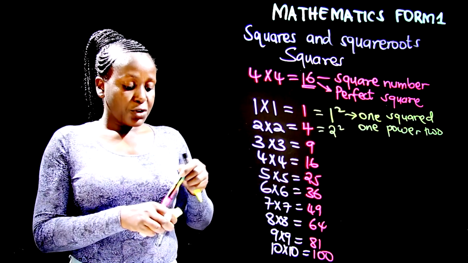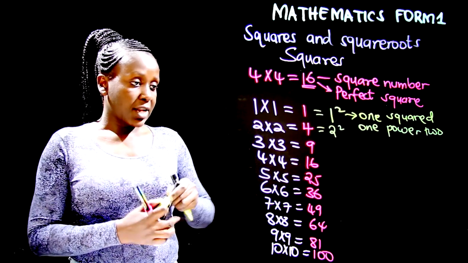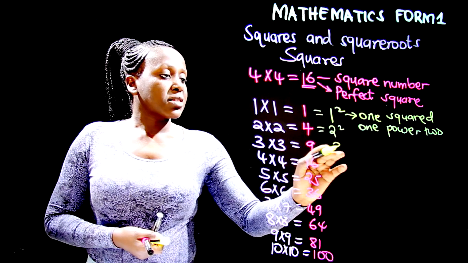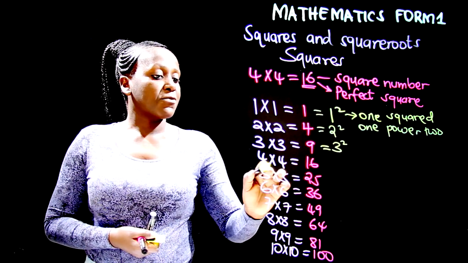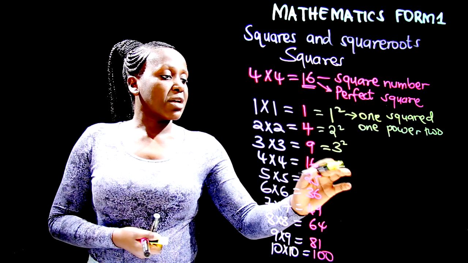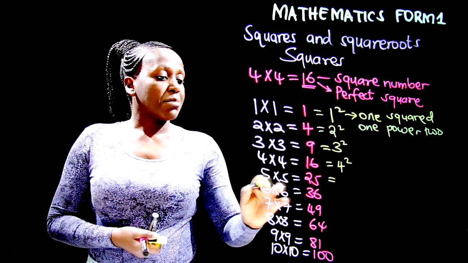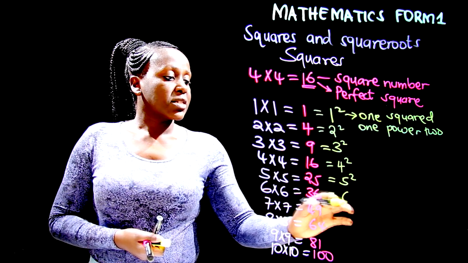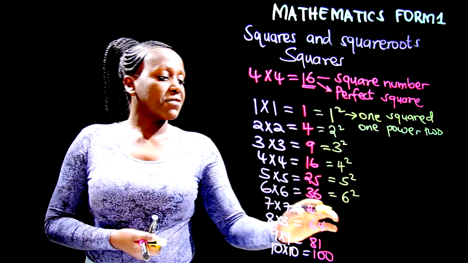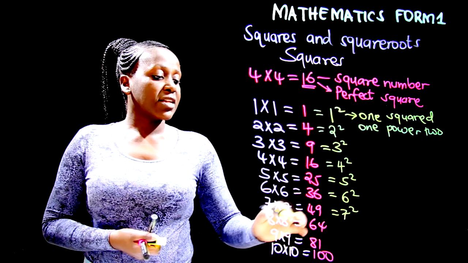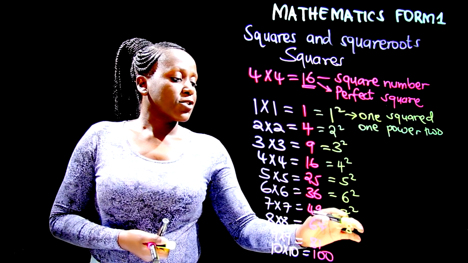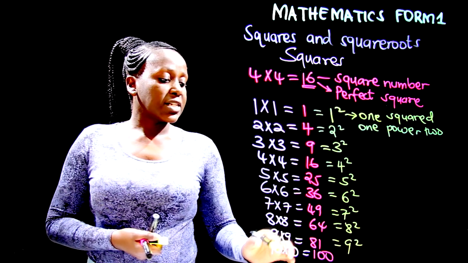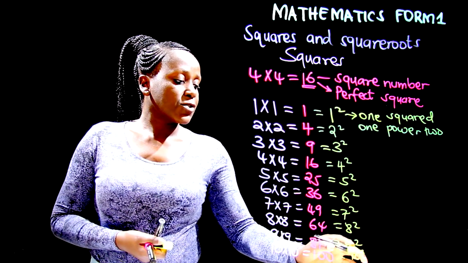Now, if we do the same for all these numbers, we will have 9 is the same as 3 squared. Then 4 times 4 is the same as 4 squared. This is the same as 5 squared. 6 times 6, 6 squared. 7 times 7, 7 squared. 8 times 8, 8 squared. 9 times 9 is 9 squared. Then 10 times 10 is 10 squared.